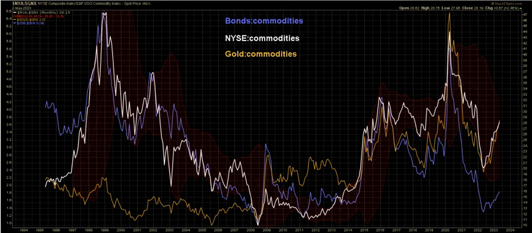Intermarket analysis, meaning something as simple as bonds versus the CRB index or bonds versus oil. So if bonds are outperforming oil, I can say that people are running to the safe havens. Possibly this is looking like a more deflationary environment if bonds are starting to outtrend things like oil, and vice versa.